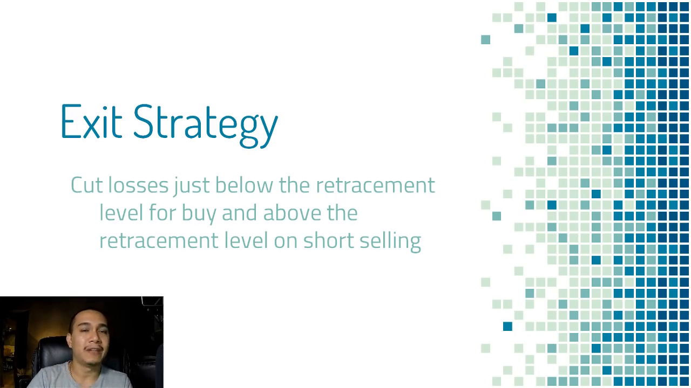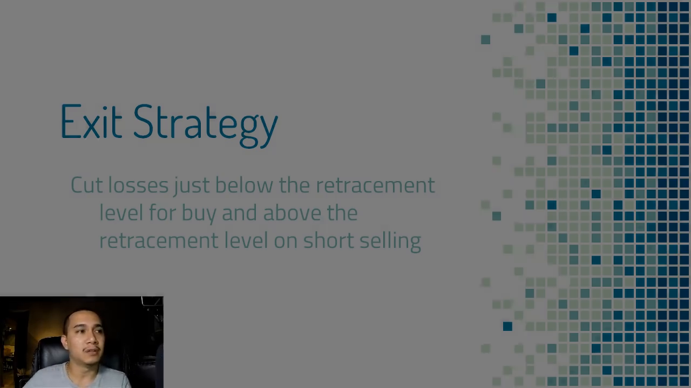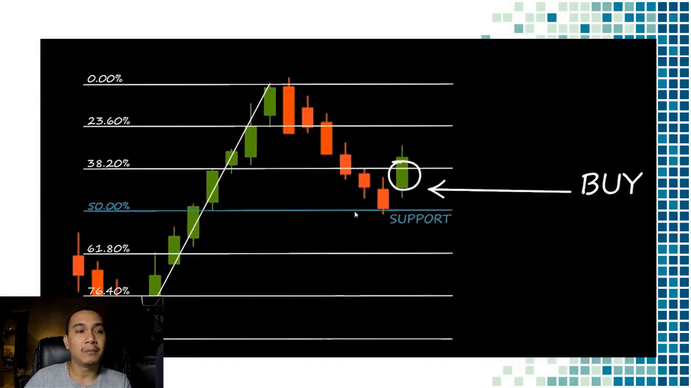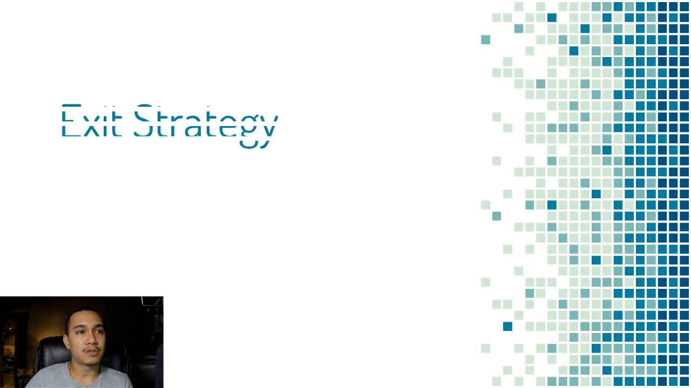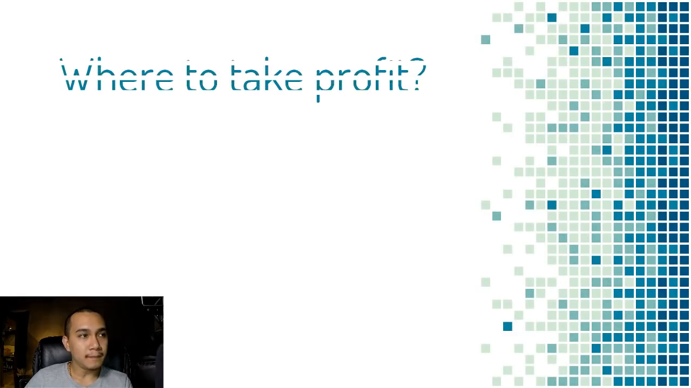Always have an exit strategy, especially if you use Fibonacci levels, because you're gonna be on a reversal position, and if that happens, you're gonna lose money. So always have an exit strategy, right? Next is where to take profit. This is the favorite part of traders when it comes to Fibonacci, right? So this is the best part, of course, because we're gonna earn.